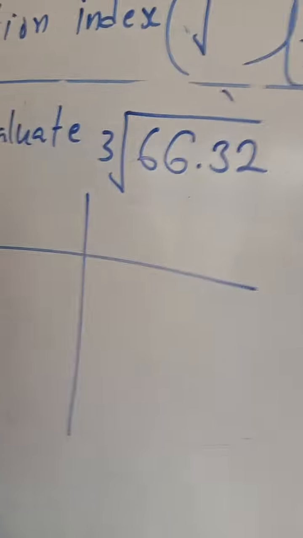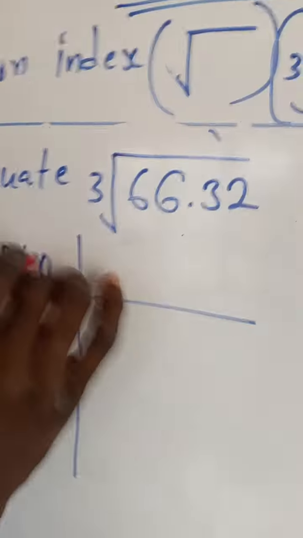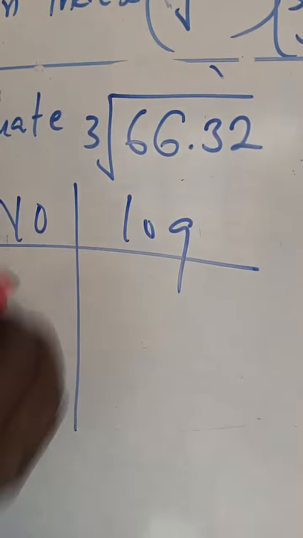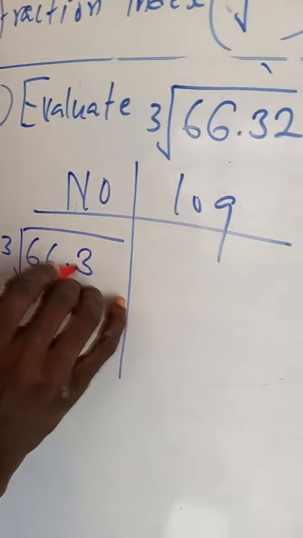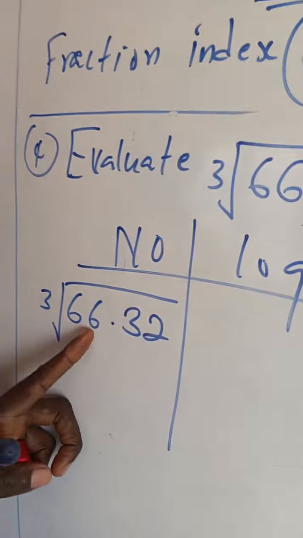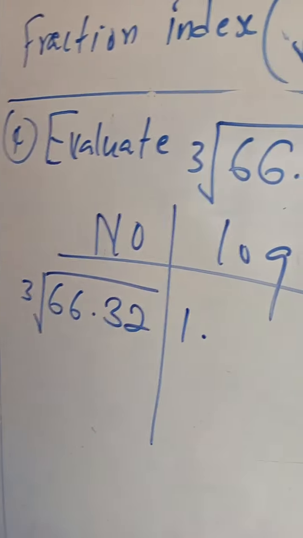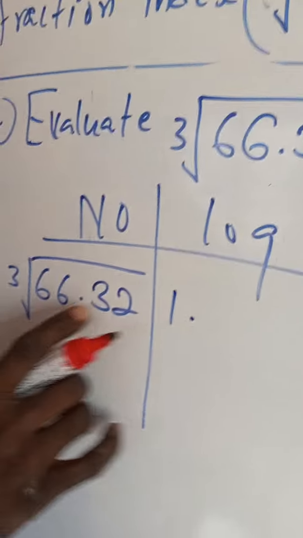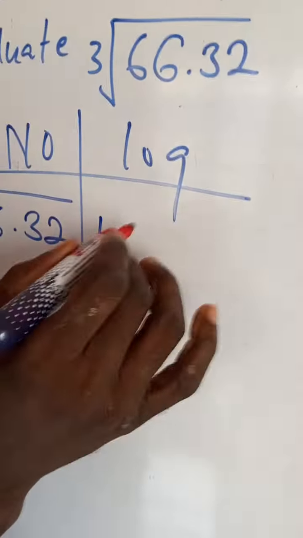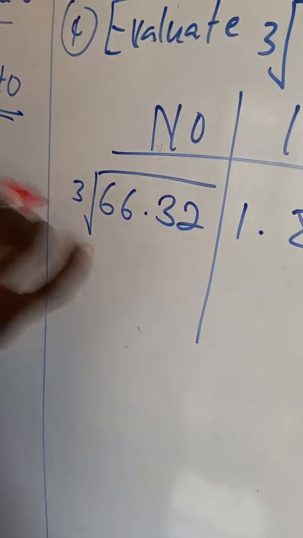Evaluate this using logarithm without using calculator. Number, log. So you write it there, the cube root of. I'm dealing with the one inside the root. Now the characteristic is just 1. So we look at 66 under 3, difference 2. So it is 8216.